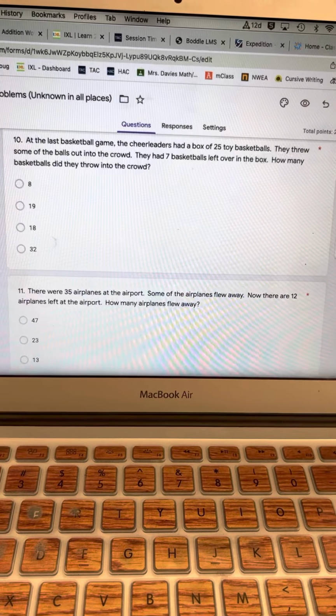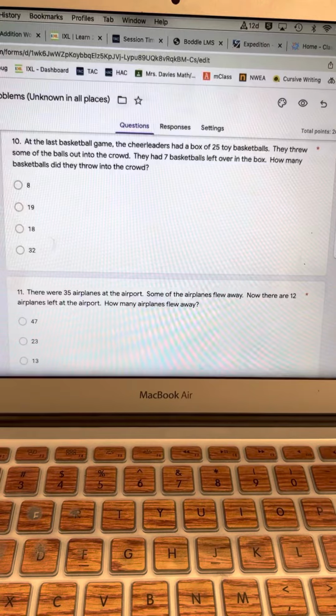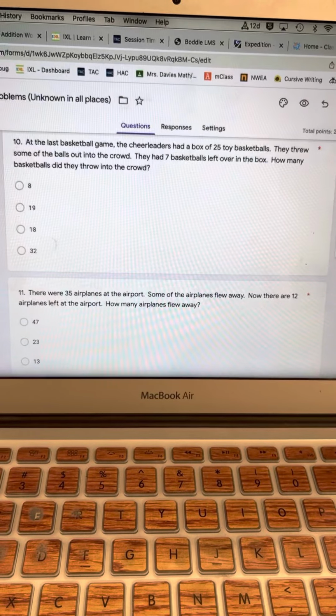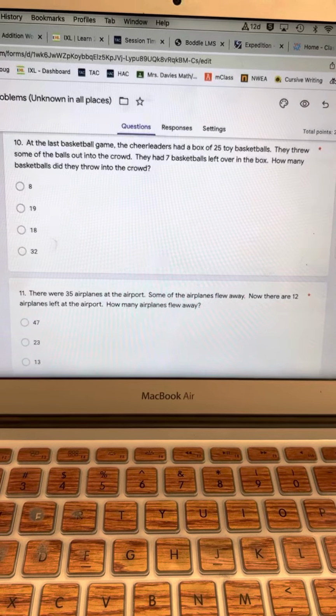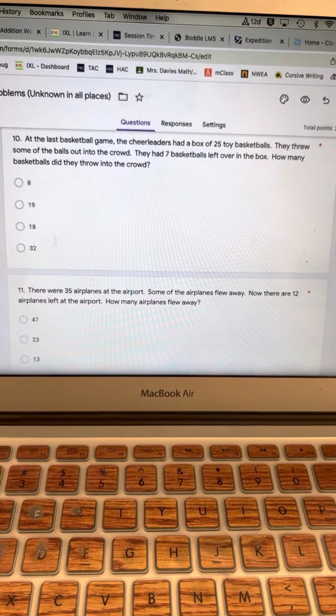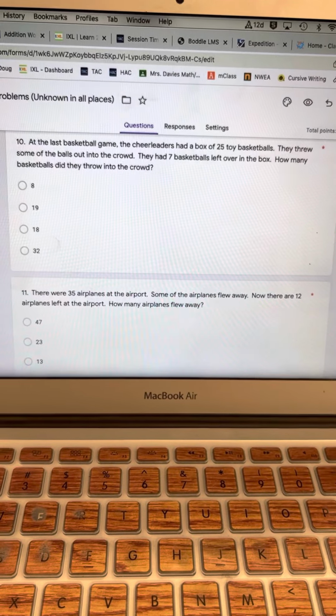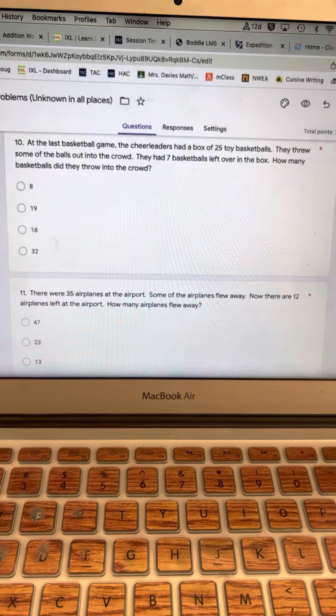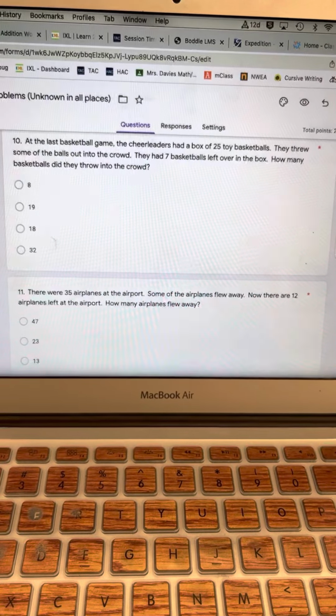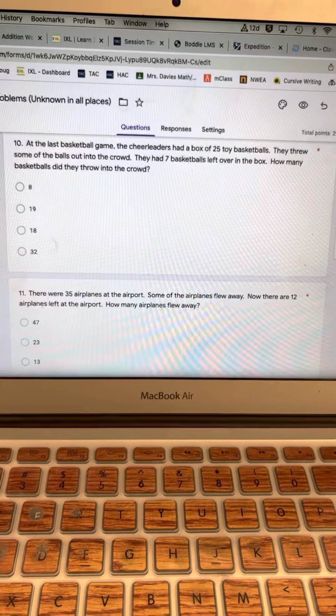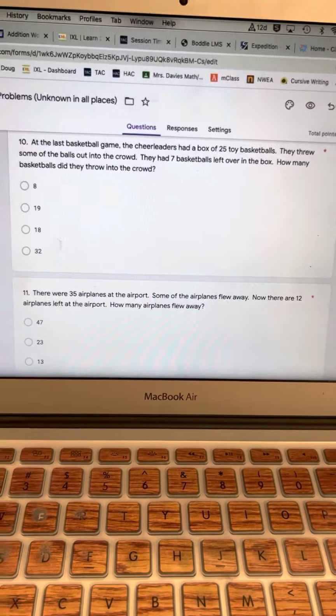Number 10, at the last basketball game, the cheerleaders had a box of 25 toy basketballs. They threw some of the balls out into the crowd. They had 7 basketballs left over in the box. So how many basketballs did they throw into the crowd? So they had 25 in the box, they threw some of them out to the crowd, and they have 7 left.